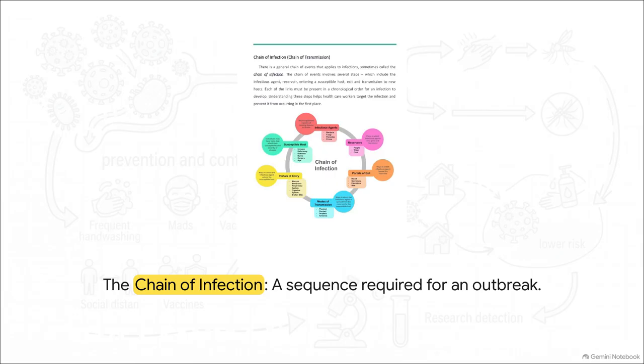Fifth is the portal of entry into a new susceptible host, like the mucous membranes in your nose. And finally, link number 6, the susceptible hosts themselves, whose immune system might be compromised by age or other underlying conditions. Every single outbreak in human history has relied on this exact chain remaining intact.